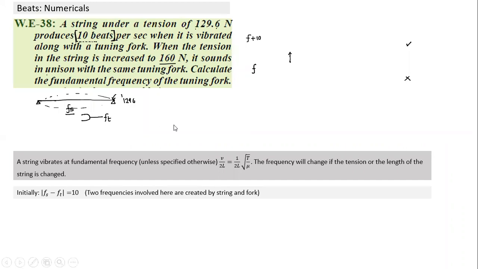Fork and string. The string, when under tension of 129.6, is creating sound, and the fork also is creating sound. There have to be two sources. So initially this gap is 10. If I mark frequencies, I prefer to mark like this. This is the string frequency corresponding to a tension of 129.6 Newton, and the gap is 10. When the gap is 10, we don't know whether the tuning fork frequency is higher or lower. That's why we show it like this, in increasing order.